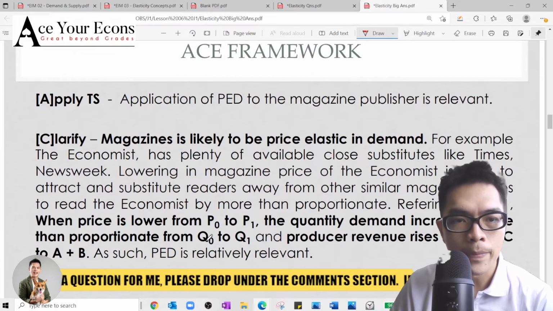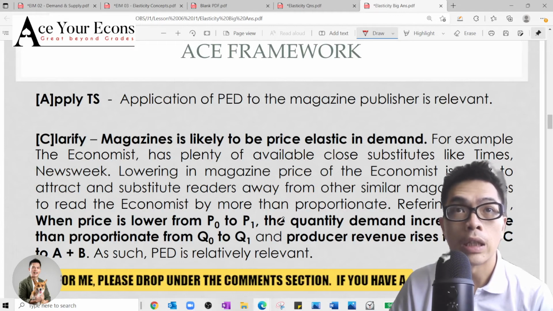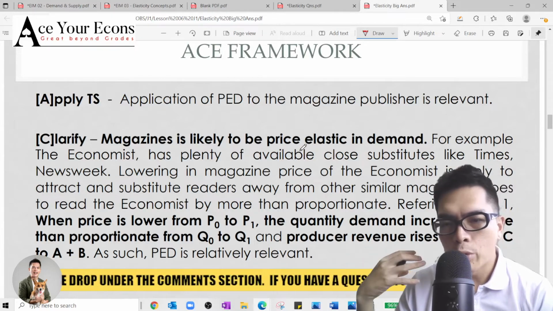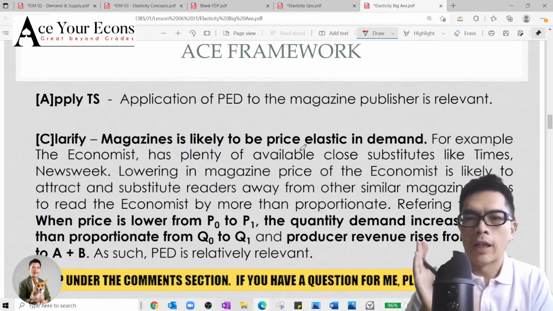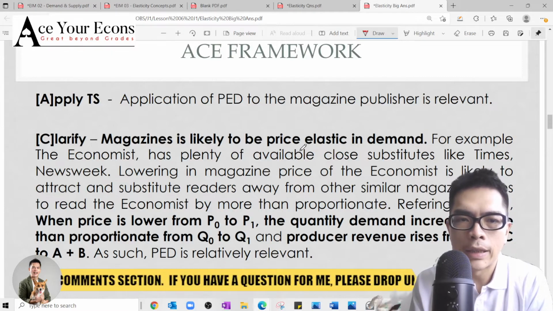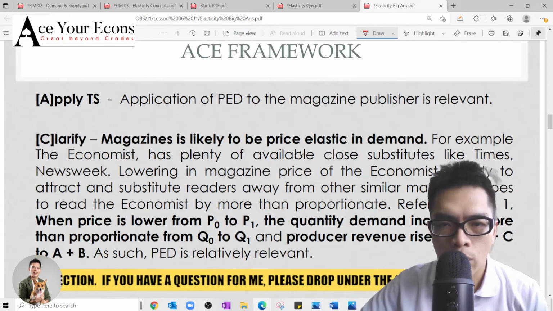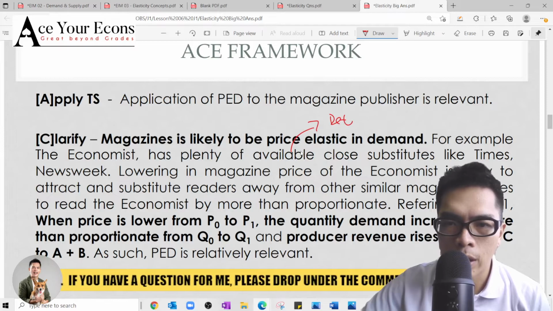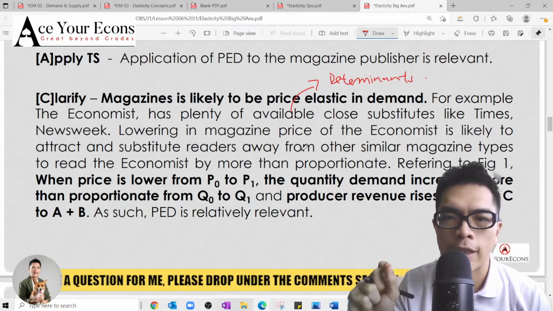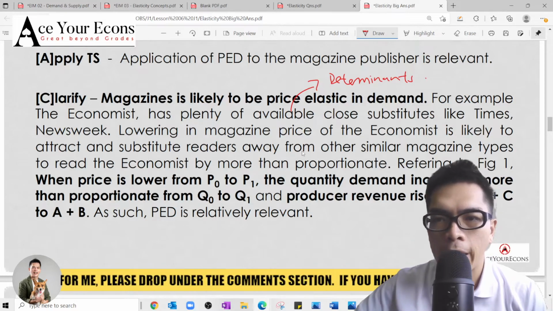All right. The first part is about PED. Make sure you tell me the price elasticity of demand of magazines. I'm not really concerned about whether it is elastic or inelastic; I'm more concerned about you making a choice. You have to tell me why magazine demand is price elastic or price inelastic. There are two concepts tested here. Number one, determinants: you need to tell me which determinant you are going to select to justify the PED of magazines.